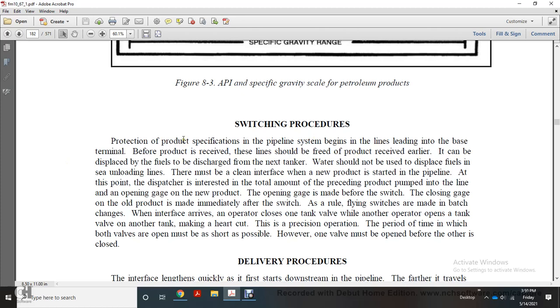At this point, the dispatcher records the total amount of the receding product pumped into the line with the opening of the gate of the new product. The opening of the gate was made before the switch, closing the gauge. Closing the old product must be made immediately after the switch. As a rule, flying switches are made in the batch chamber.